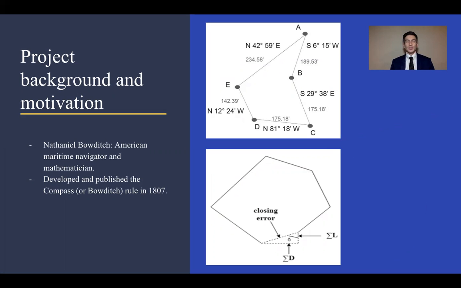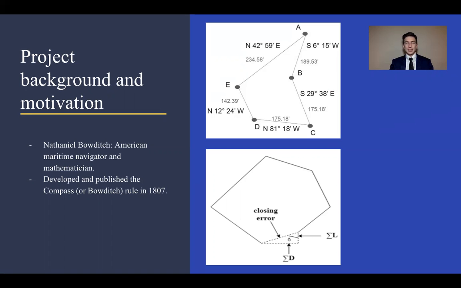However, due to errors in field measurements of angles and distances, the calculated traverse might not close on the starting point. The distance by which the endpoint of a survey fails to meet with the starting one is called the closing error or error of closure.